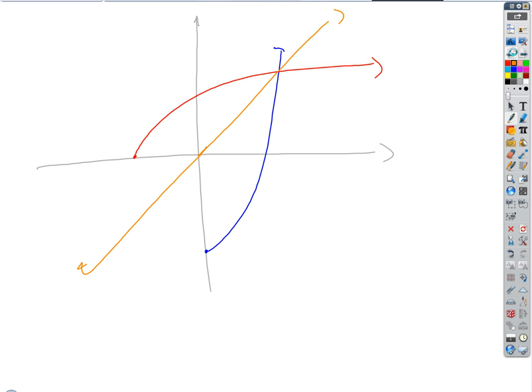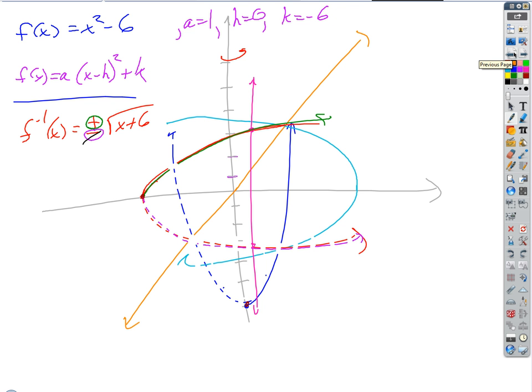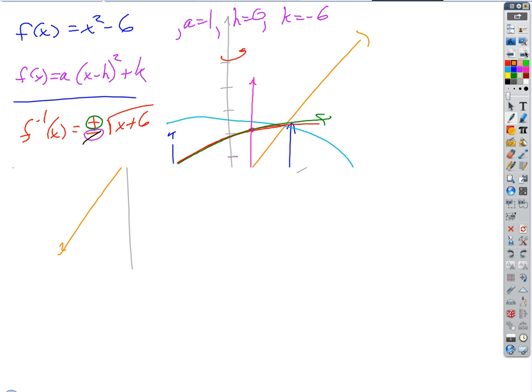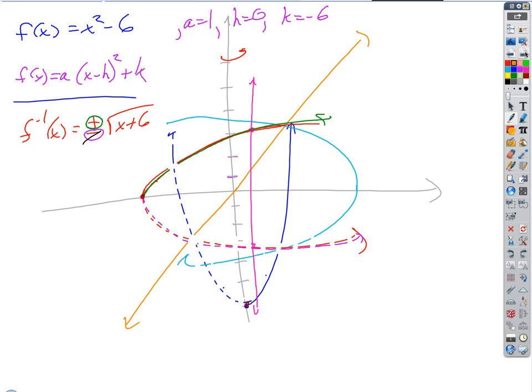If we go back to this picture right here, what's going to be the domain? We had this vertex down here. I never wrote down the coordinates, but didn't we say that h was 0 and k was -6? So the coordinates of the vertex are 0, -6. Well, then what does that make the vertex of the red parabola? -6, 0. Yeah, -6, 0, right?